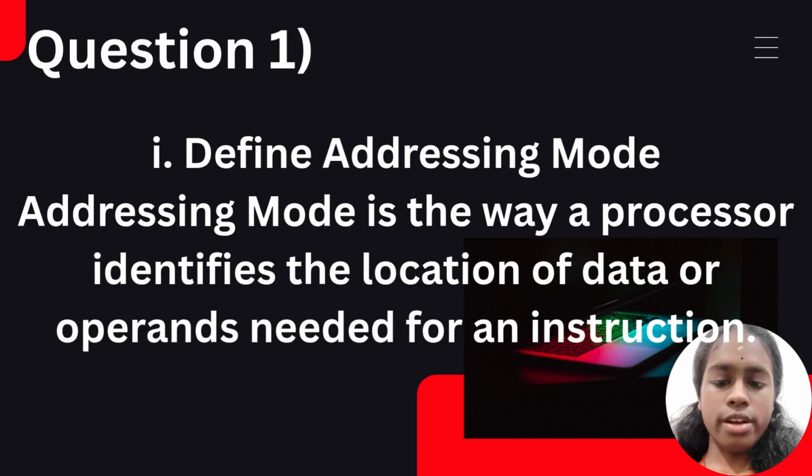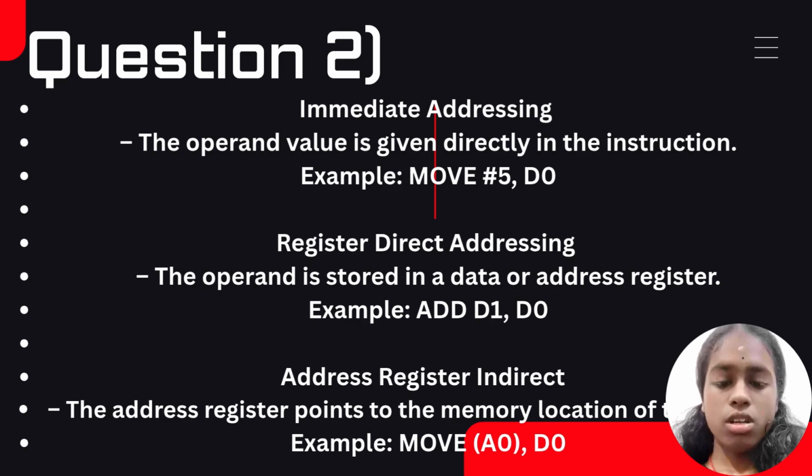Define the addressing mode. Addressing mode is the way a processor identifies the location of data or operands needed for an instruction. These are examples of addressing modes. Immediate addressing: the operand value is given directly in the instruction. Example, MOVE #5,D0. Register direct addressing: the operand is stored in a data or address register.